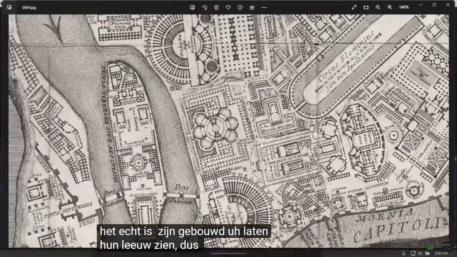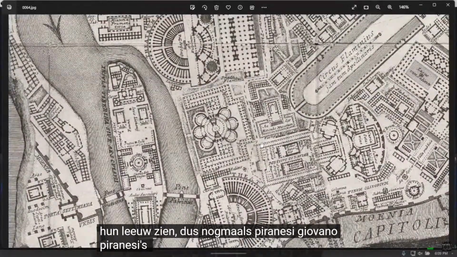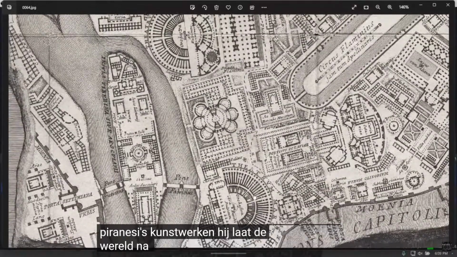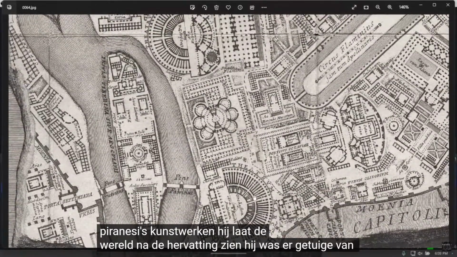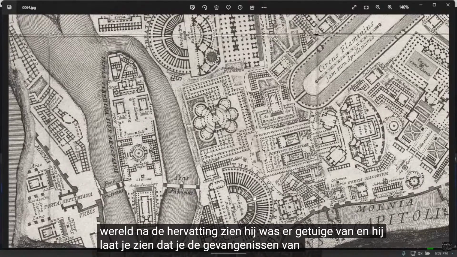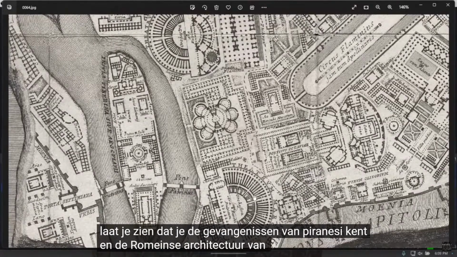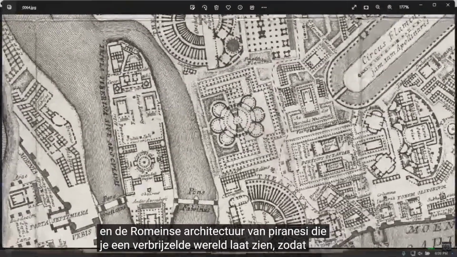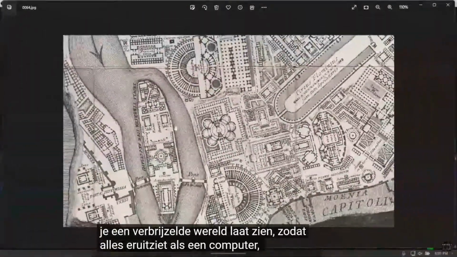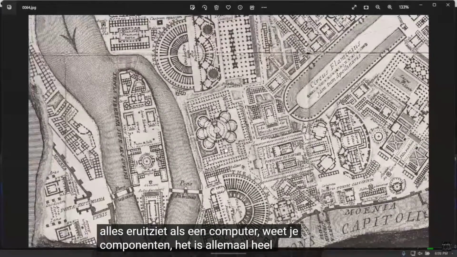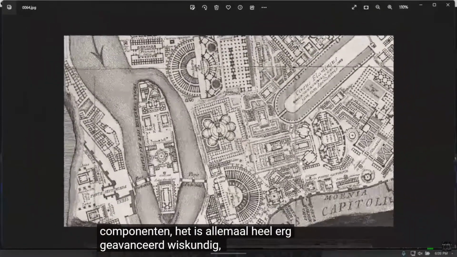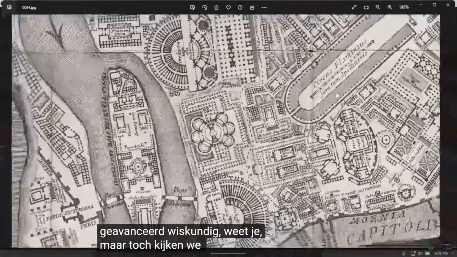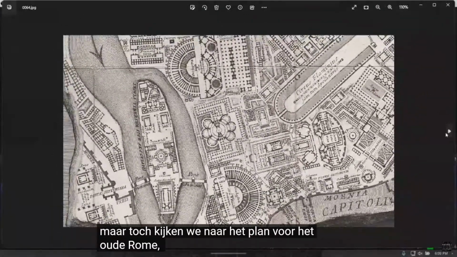So again, Giovanni Piranesi's artworks. He shows the post-reset world. He witnessed it, and he shows you Piranesi's prisons and Piranesi's Roman architecture, which shows you a shattered, smashed world. All of it looks like computer code, you know, components. All of it is very, very sophisticated mathematically, but yet we're looking at the plan for ancient Rome, apparently.